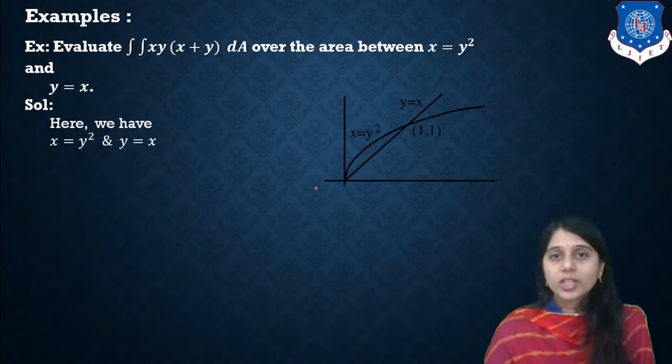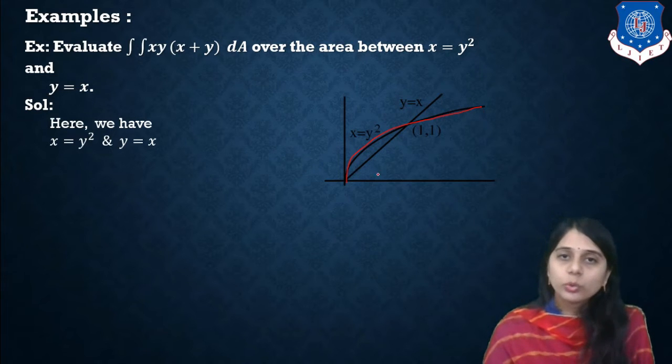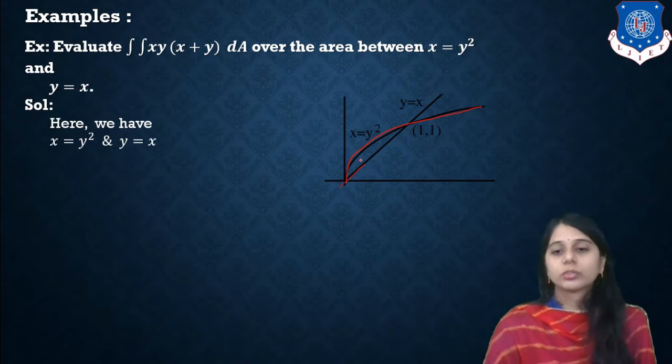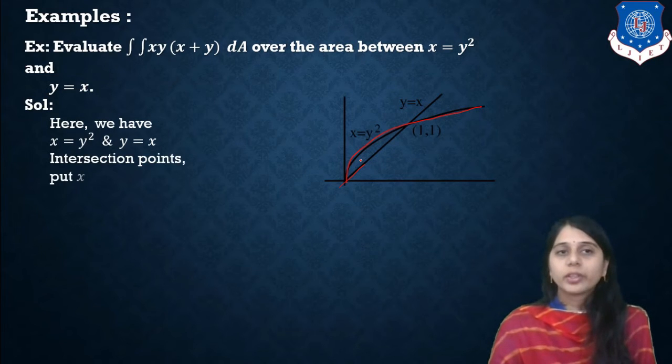Okay, what is x equal to y square? It is your curve x equal to y square, and y equal to x is your linear curve. Okay, now what is your intersection point?